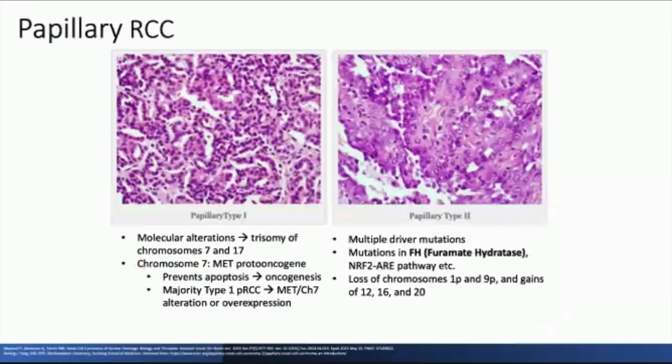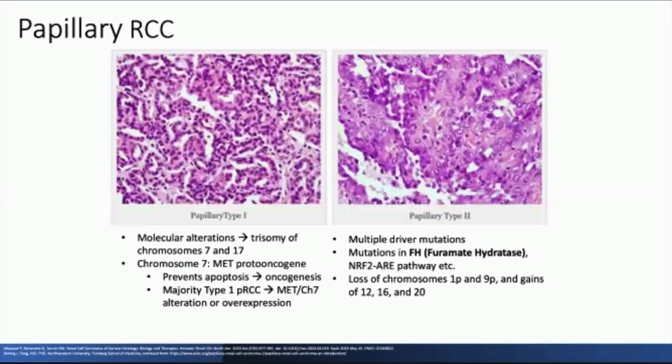Now, papillary RCC was previously classified as papillary type 1 or type 2. And type 1 was associated with molecular alterations consisting mostly of trisomy of chromosome 7 and chromosome 17. And chromosome 7 is known to have the MET proto-oncogene on its long arm, which, when it's activated, prevents apoptosis, which then leads to oncogenesis.